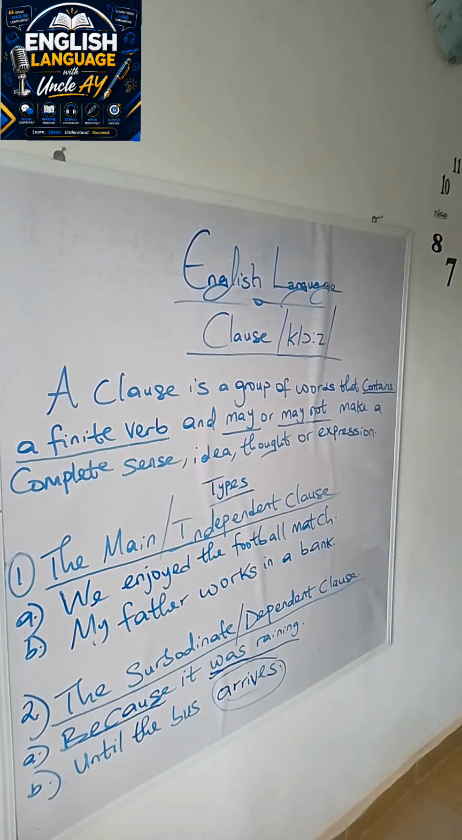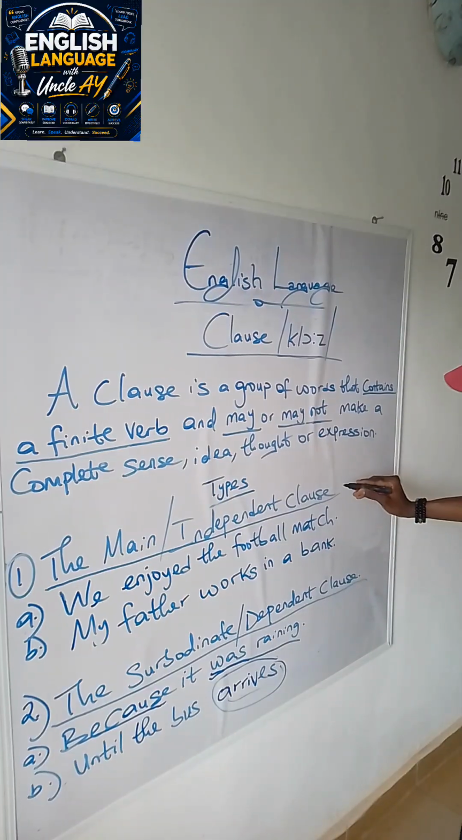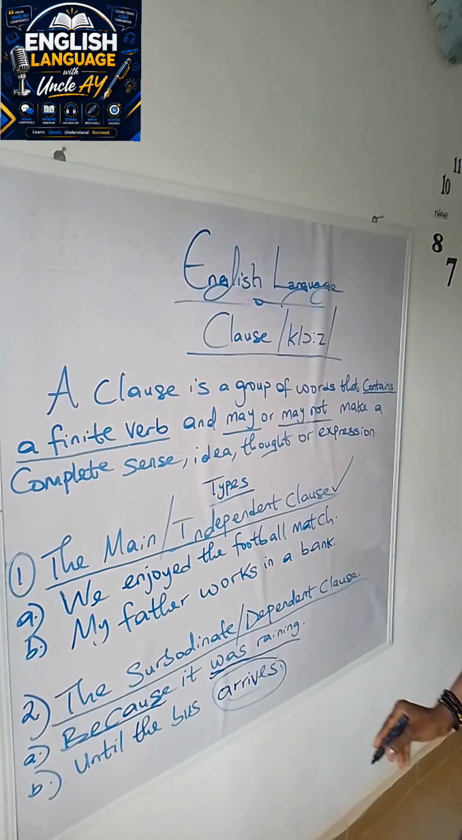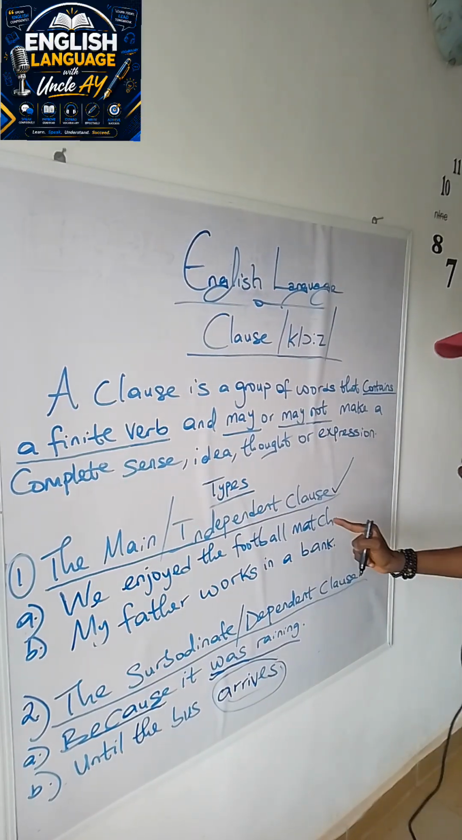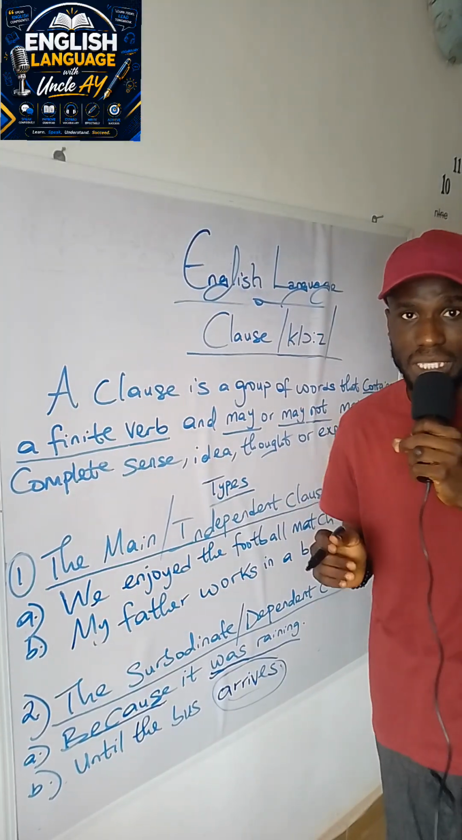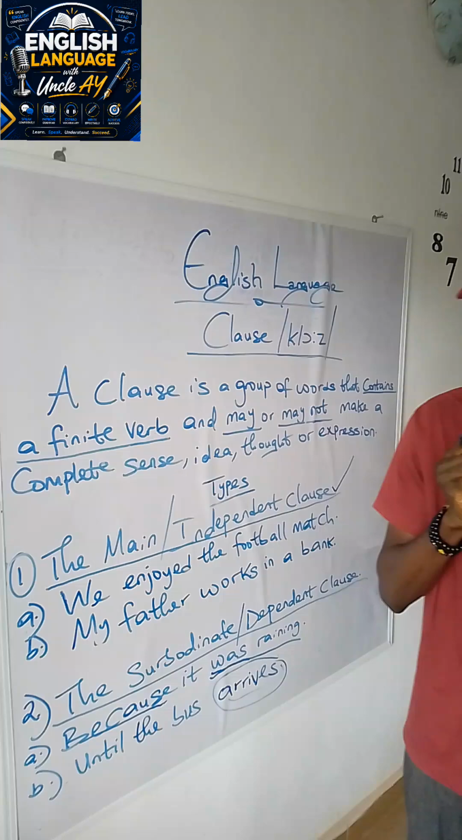So that said, for the next topic, we're still very much on clause, but we're coming back to the main or independent clause, where we'll be looking at the types of main or independent clause. There are 4 of them in number. So let's anticipate my next video where I'll expose all of them to us.